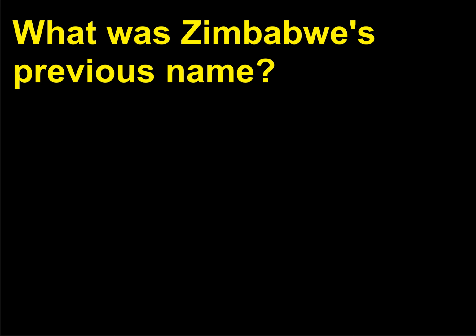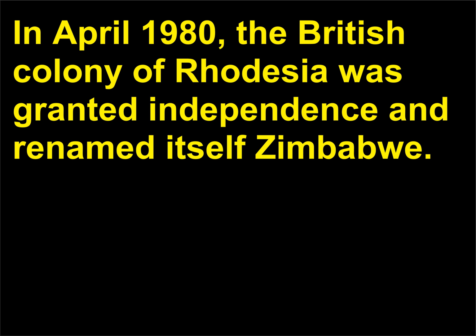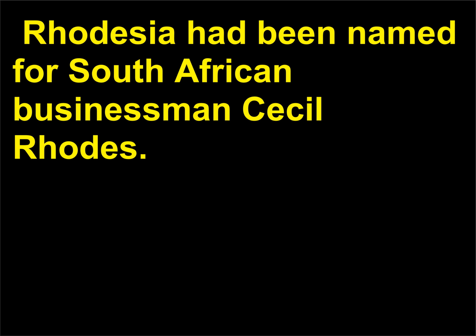What was Zimbabwe's previous name? In April 1980, the British colony of Rhodesia was granted independence and renamed itself Zimbabwe. Rhodesia had been named for South African businessman Cecil Rhodes.